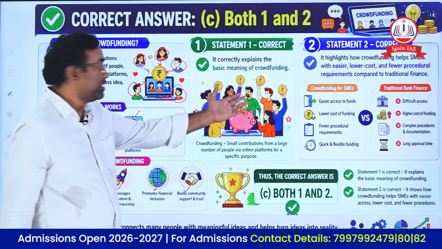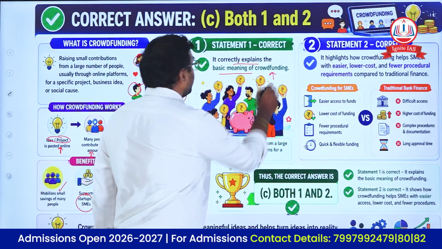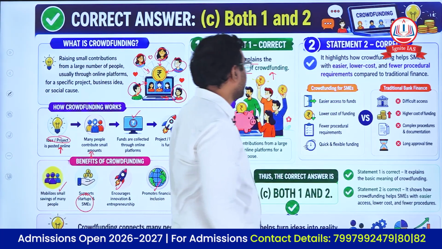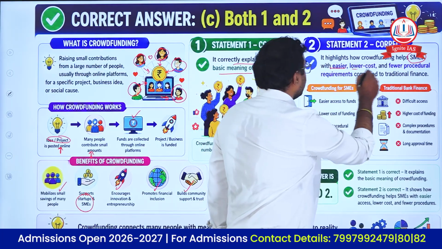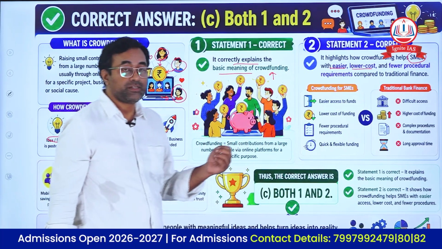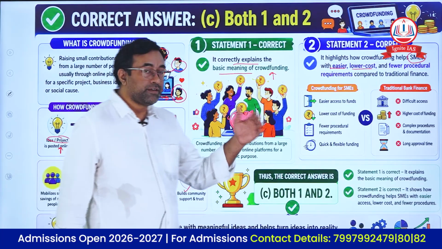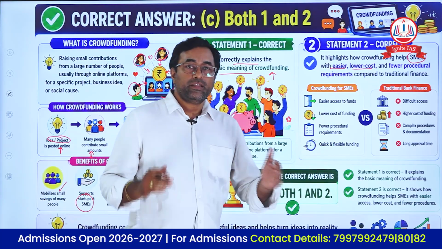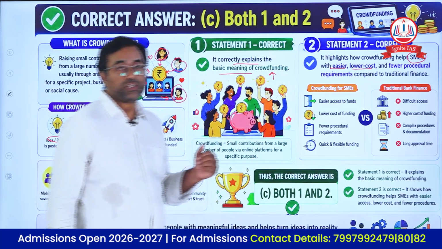Coming to the statements, the first statement is correct because it explains the basic meaning of crowdfunding. The second statement is also correct because it helps the SMEs. It is easier, low-cost funding with fewer procedural limitations, and it is very easy compared to traditional financing. If you go to the bank, many processes have to be followed, but in crowdfunding that can be avoided. You can raise the money easily. That is the reason statements 1 and 2 are correct.